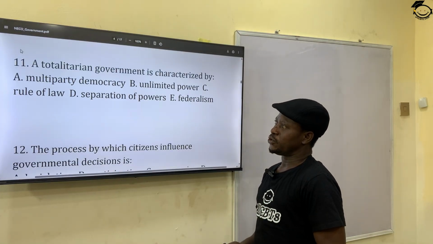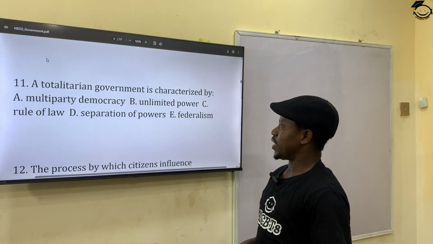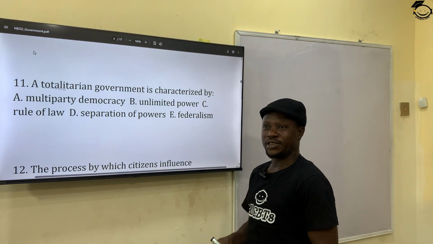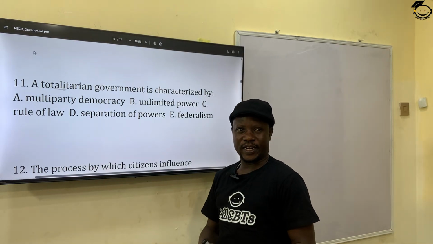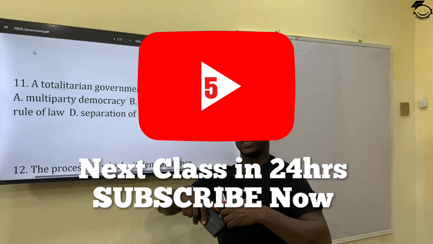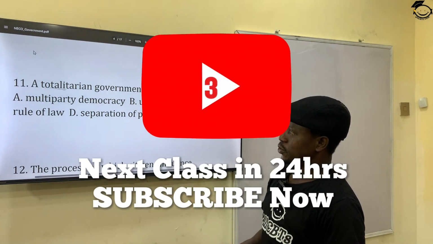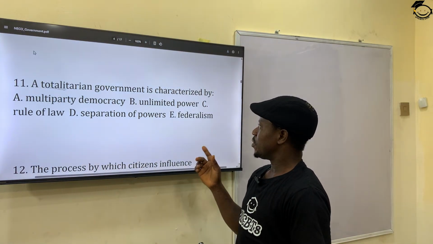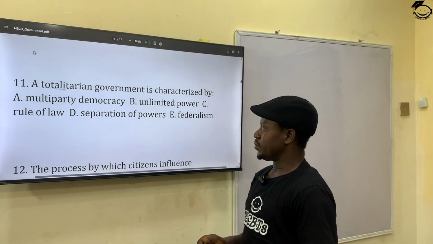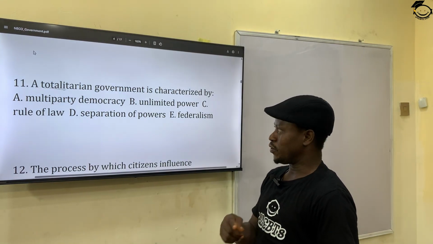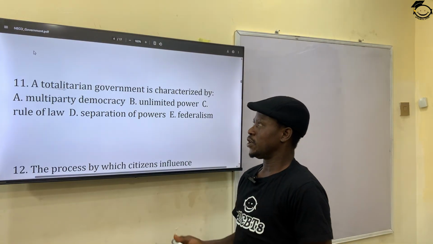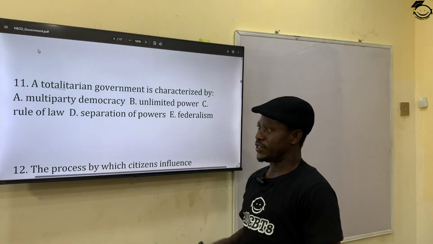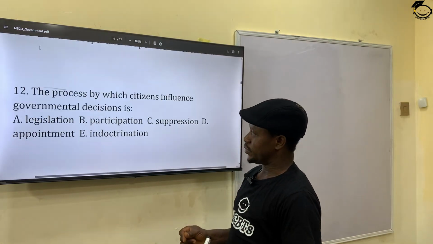Let's see the next question. A totalitarian government is characterized by... from the word total. Total means everything. A totalitarian is similar to a dictatorship. It's like an extreme leader, a leader without limited authority. Okay? So, a totalitarian government is characterized by A, multi-party democracy, B, unlimited power, C, rule of law, D, separation of powers, E, federalism. From the explanation I just gave, the answer is B, unlimited power. A totalitarian has unlimited power. It can do and undo. It's a dictator.